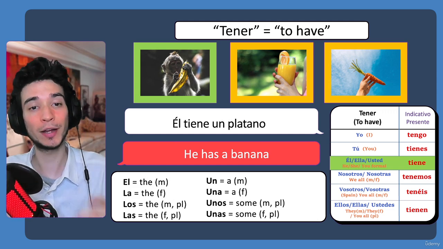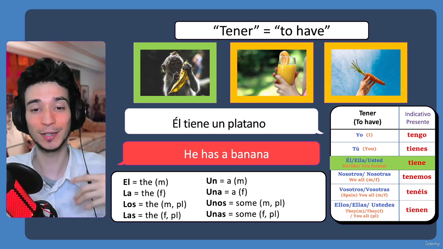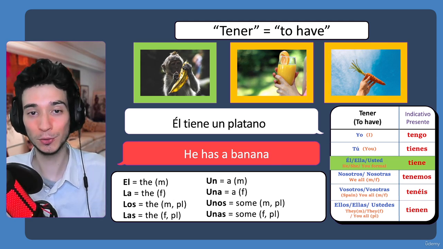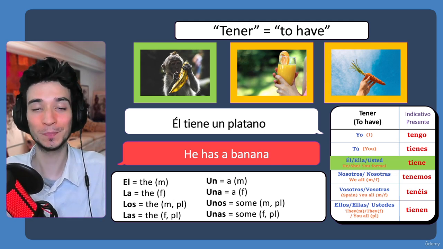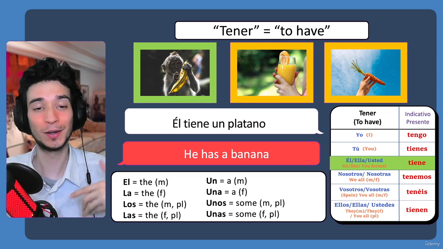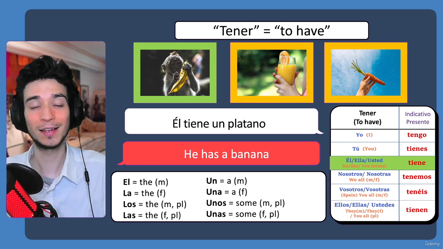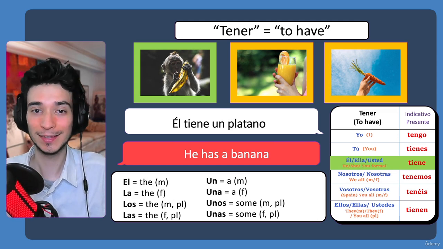For example, if you have a dog and it's a female dog, you can say ella tiene comida. She has food. So yes, we also use él and ella for animals. But you can also just skip this and say el perro, the dog. Or la perra, the female dog. So yes, either one of both. The next one.